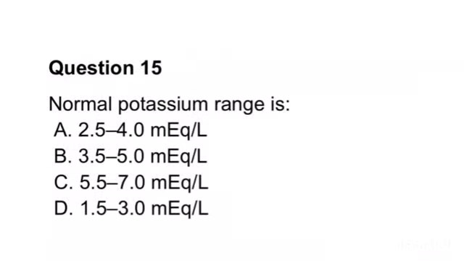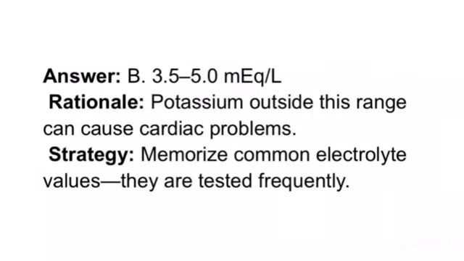Question 15. Normal potassium range is A. 2.5 to 4.0 milliequivalent/L. B. 3.5 to 5.0 milliequivalent/L. C. 5.5 to 7.0 milliequivalent/L. D. 1.5 to 3.0 milliequivalent/L. Answer, B. 3.5 to 5.0 milliequivalent/L. Rationale, potassium outside this range can cause cardiac problems. Strategy, memorize common electrolyte values, they are tested frequently.